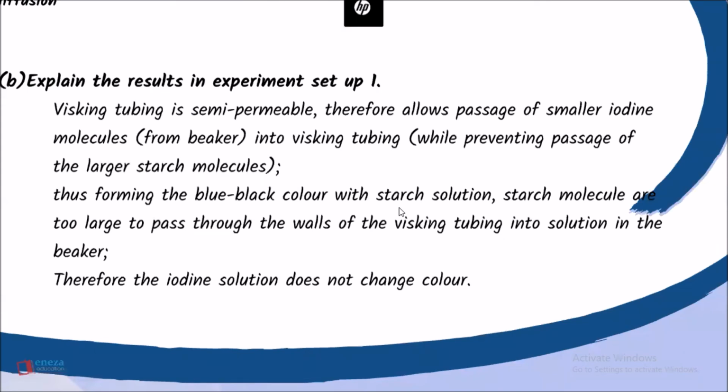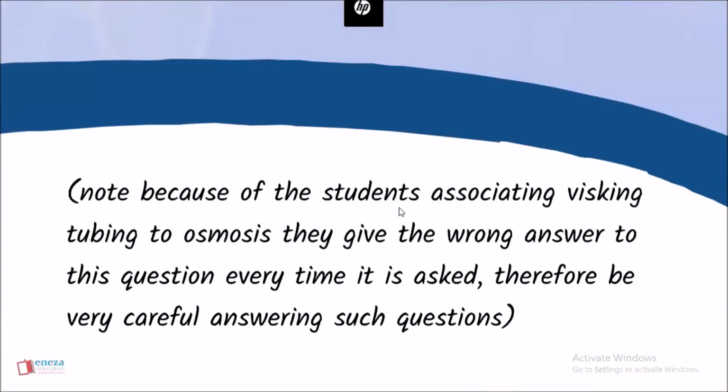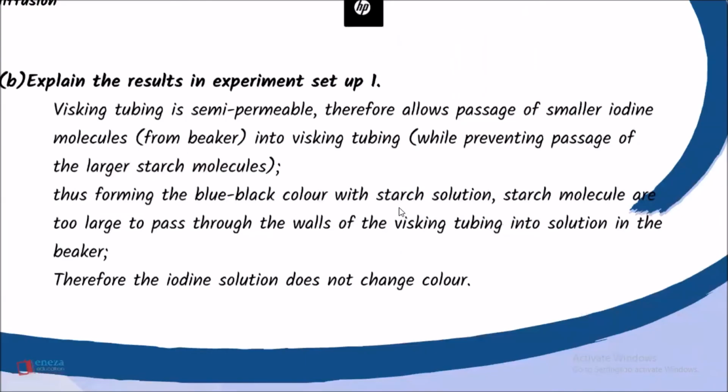In question 1B, explain the results in experiment setup 1. Remember, we saw color change in the visking tubing, and another one we saw a color change around the visking tubing that is in the beaker. So visking tubing is semi-permeable, therefore allows passage of smaller iodine molecules from the beaker into the visking tubing, while preventing passage of the larger starch molecules.